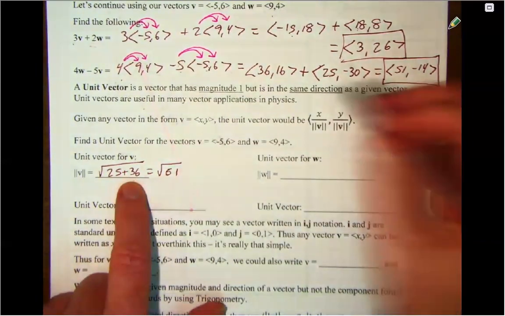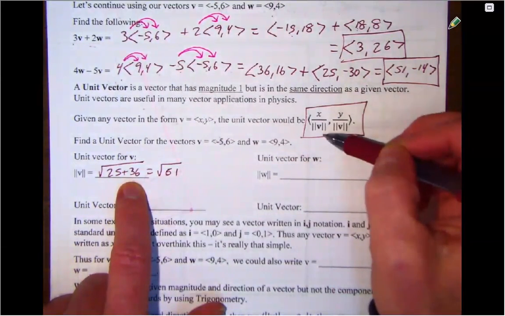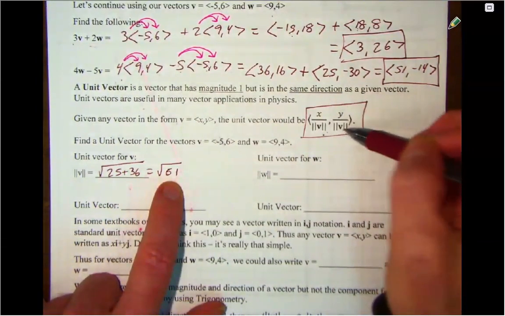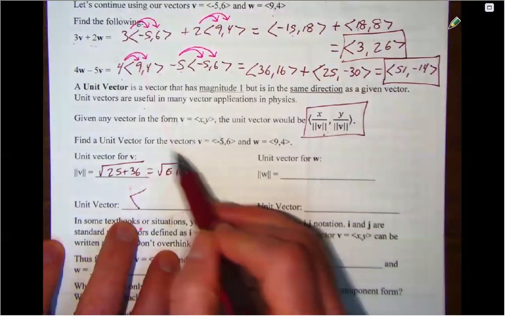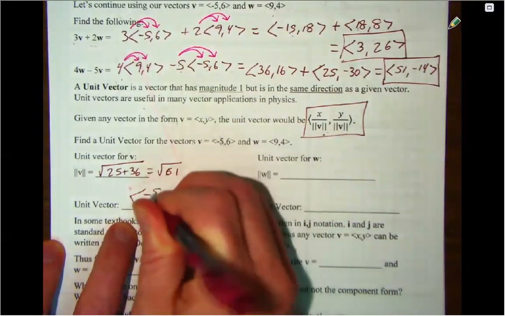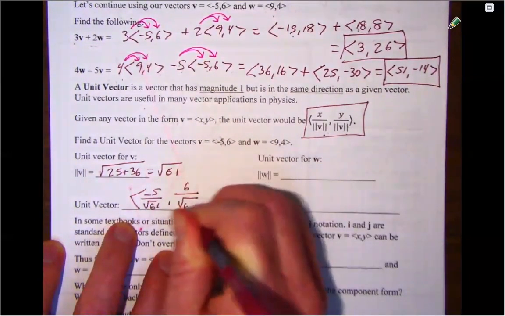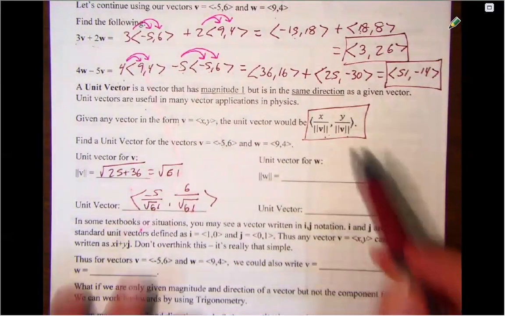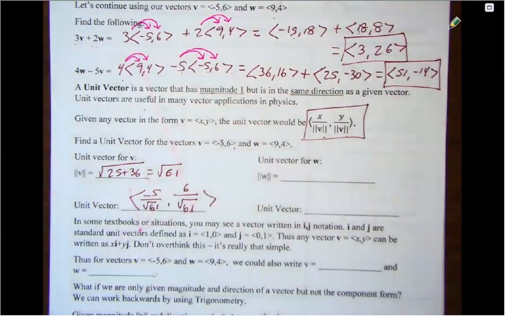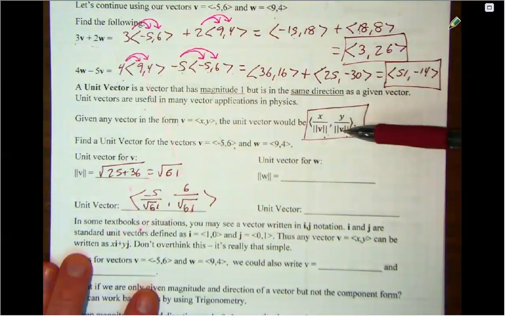To write the unit vector, this is all we do. We take the vector itself and we just divide each piece by the magnitude. Remember, that's our notation for magnitude. So the unit vector for vector V is -5, the X, over root 61, and then the Y is 6 over the magnitude, root 61. And that's our unit vector, done. Don't overthink it. If you know the magnitude and you have the vector, we can write the unit vector without even doing anything, because it's just each component of the vector divided by the magnitude.